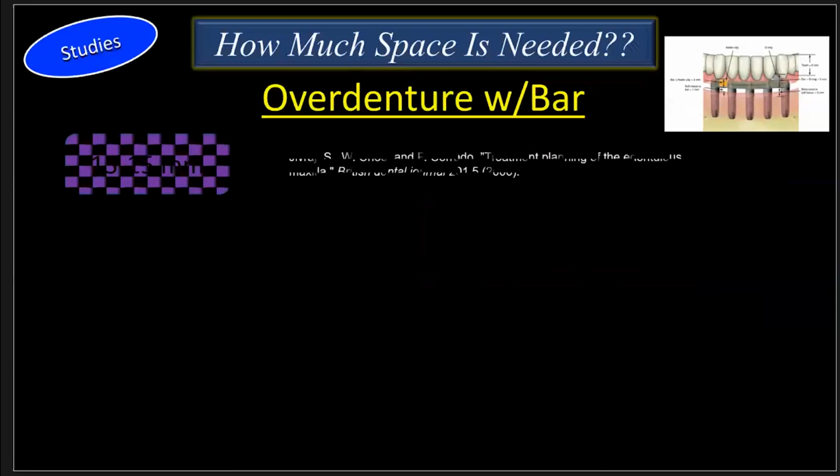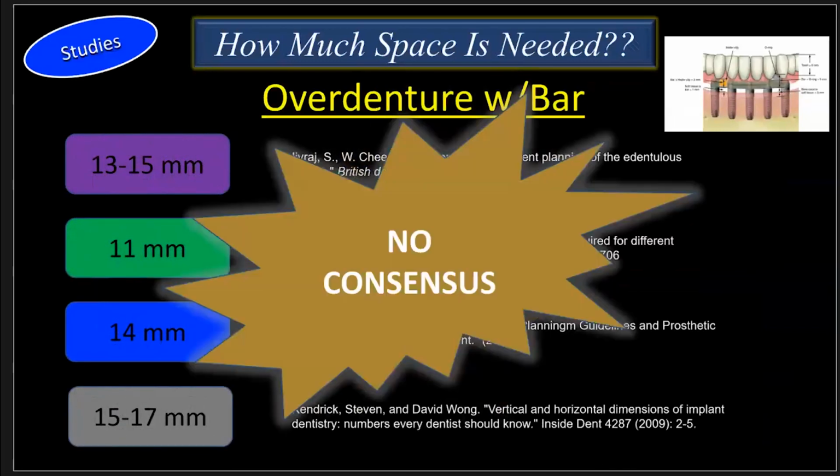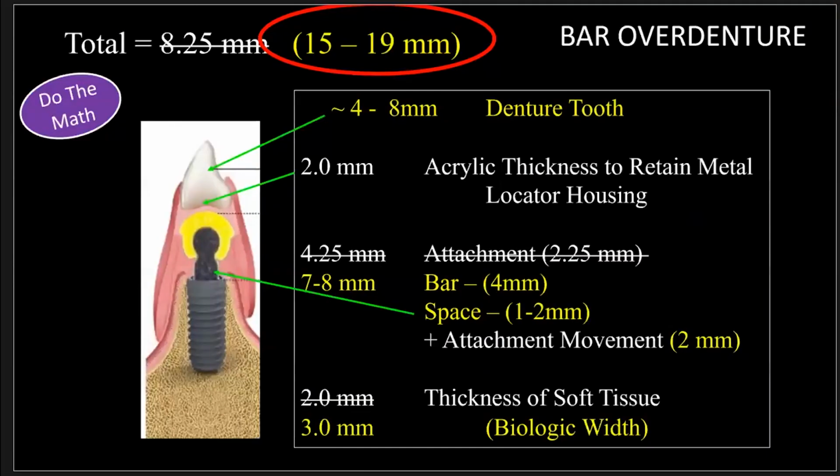So if we look at the space requirements, the literature, again, no consensus with it here, but we kind of just did the math here and changed it here. With a bar overdenture, on average, we're going to need about 15 to 19 millimeters of prosthesis space. Again, we do need to take into consideration that denture tooth on top. The bar is going to require more space coming out of the tissue than an independent attachment or a locator, and then we need to give it some room for movement there.